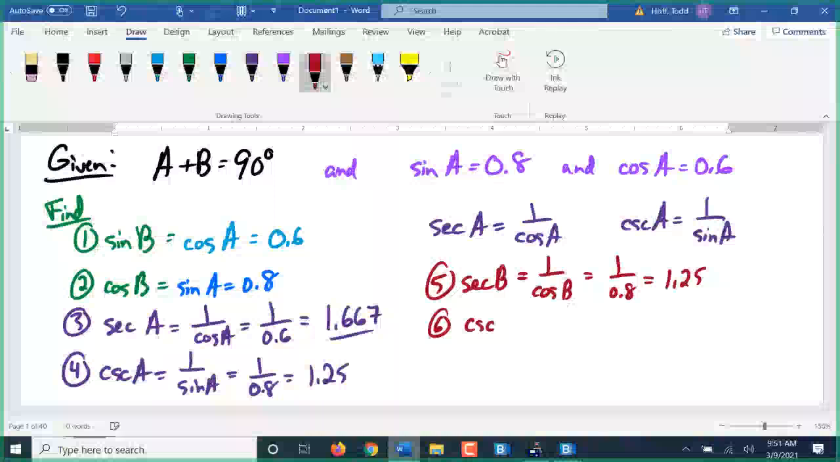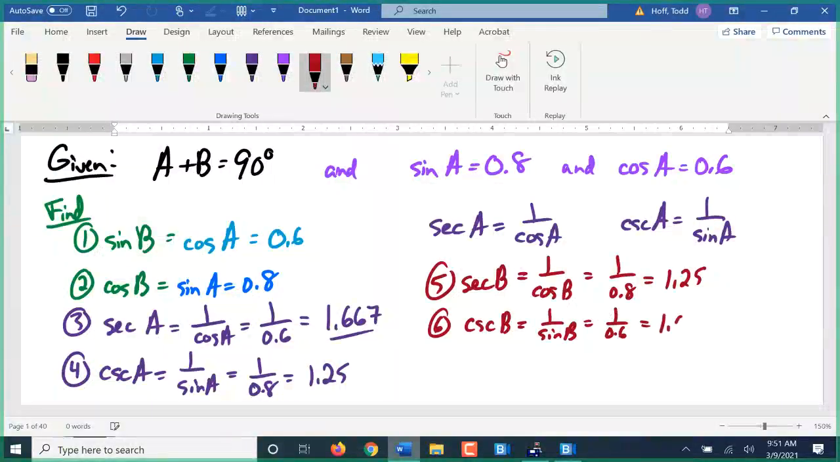The cosecant of B would be 1 over sine of B. And we know the sine of B is 0.6, so 1 over 0.6 is 1.667. Again, it makes sense. Cosecant of B should equal the secant of A. Since A and B are complements, the cosecant of one should equal the secant of the other. And of course, the secant of B also equals the cosecant of A as well. They're both 1.25.